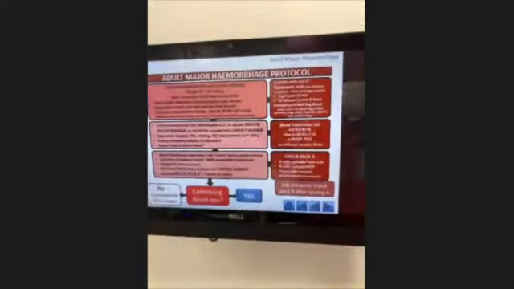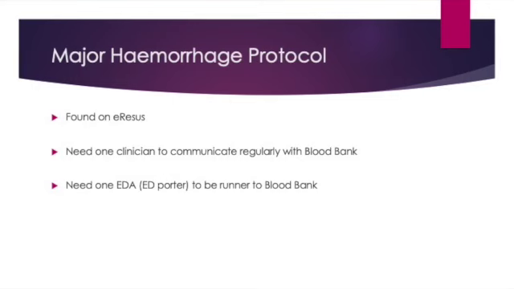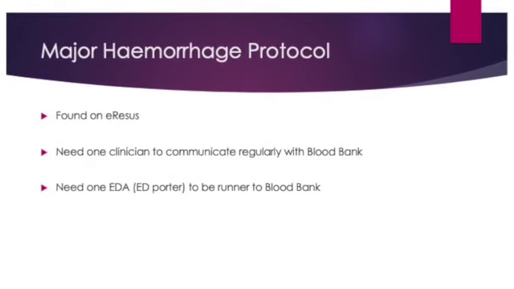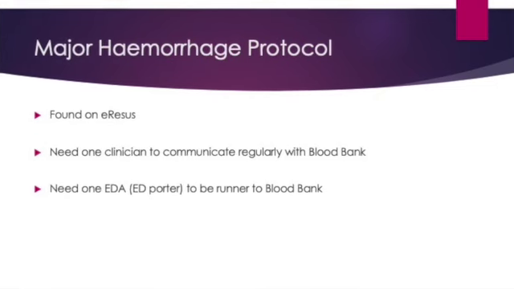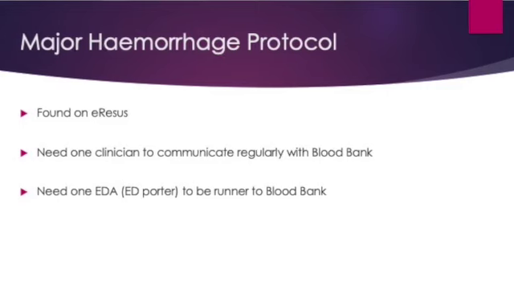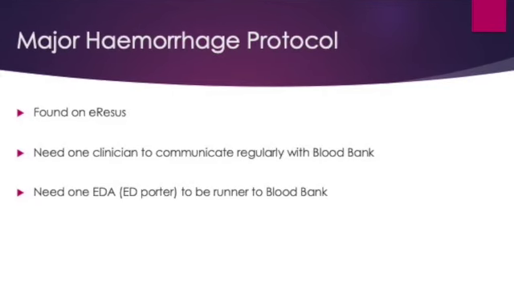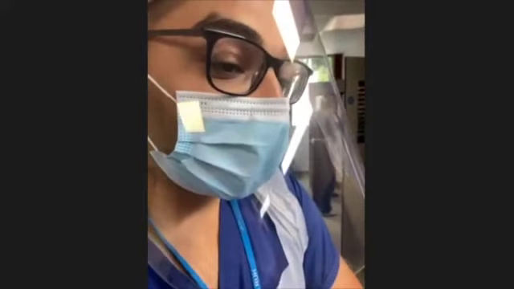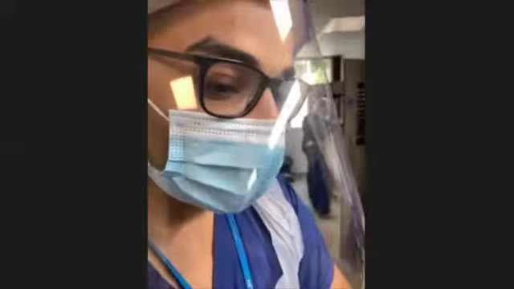Meanwhile, the team might decide to activate the major hemorrhage protocol, details of which are found on eResus. This requires careful and regular contact with blood bank, so the team leader needs to identify a clinician to take on this role, plus an ED porter to be the runner to blood bank. And if the patient is suitably stabilised, the next step would be to speak with the radiologist to organise appropriate trauma imaging.